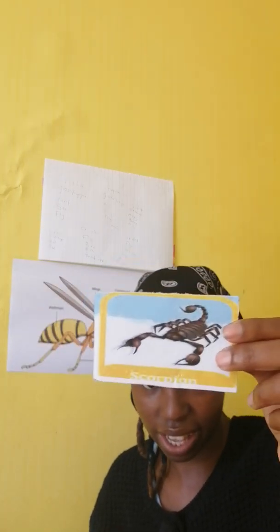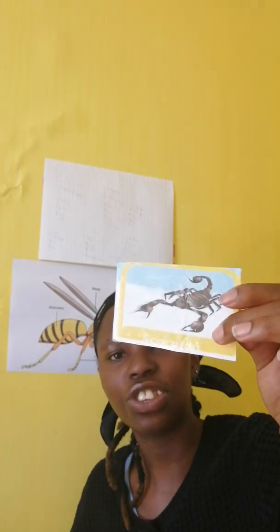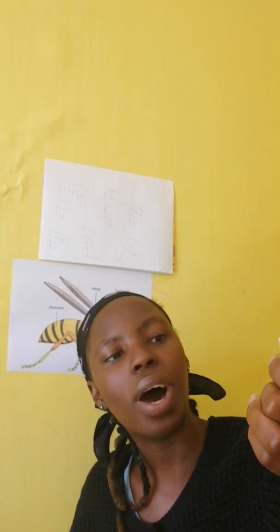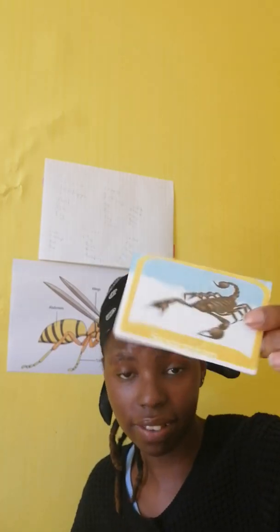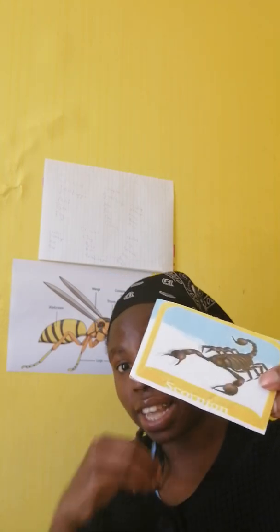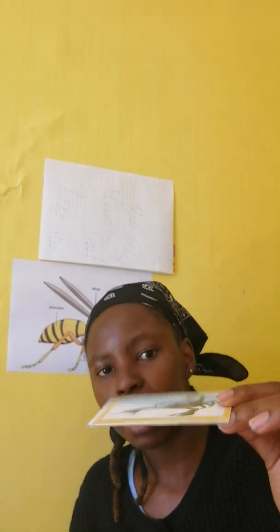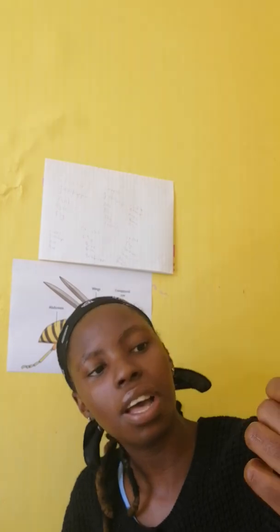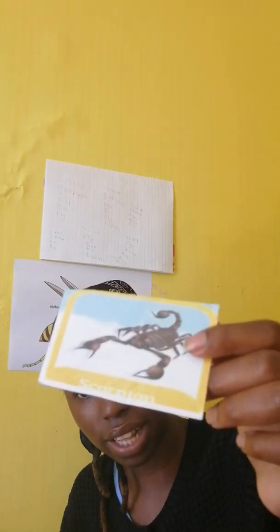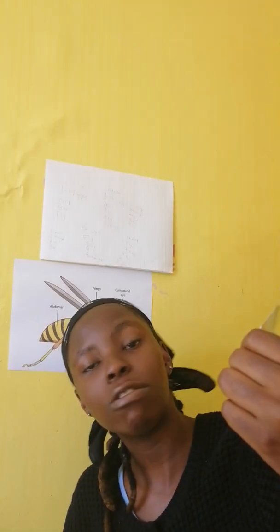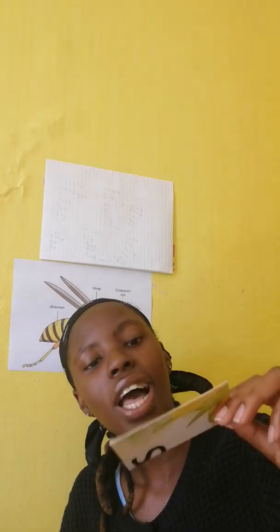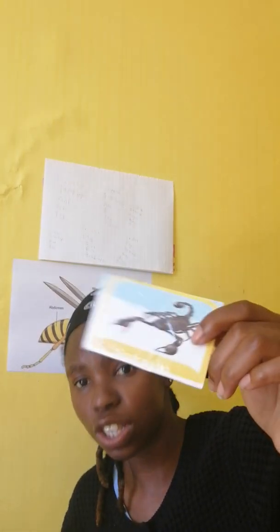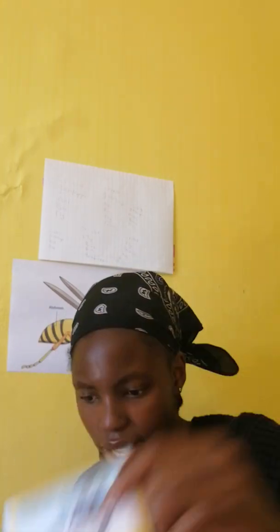What about this one? It's a bit tricky, hey? So this one is not an insect. Why? Because even though it does have an exoskeleton, meaning it has its skeleton on the outside, it's not an insect because it doesn't have two antennae, it doesn't have three body parts, it doesn't have six jointed legs, so definitely it's not an insect, okay?